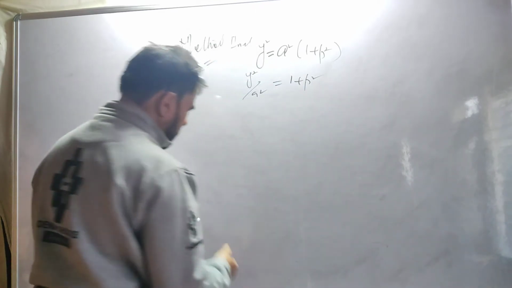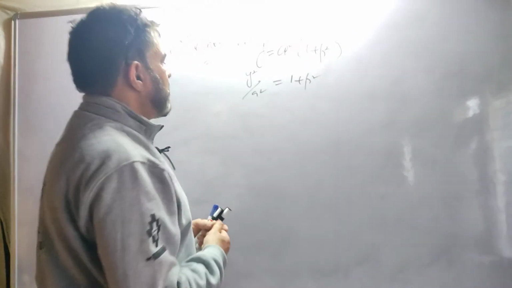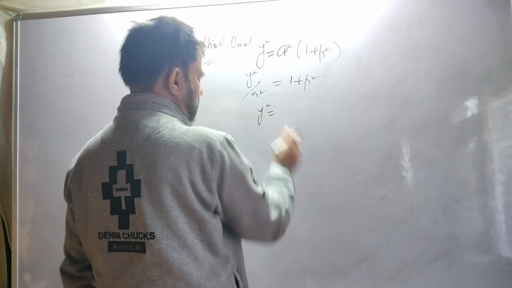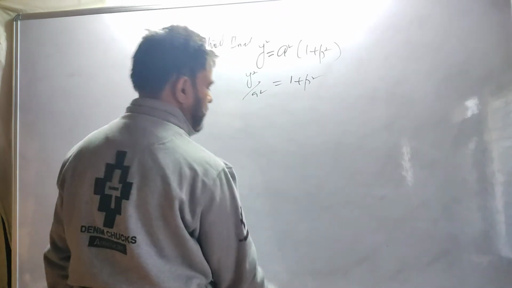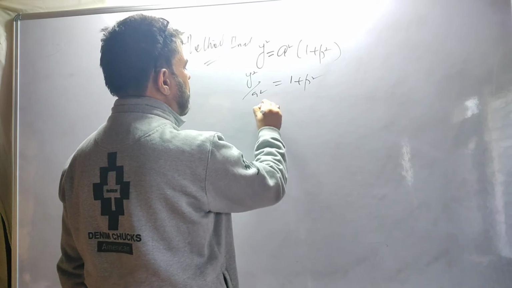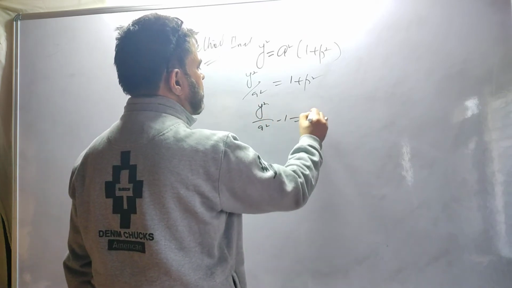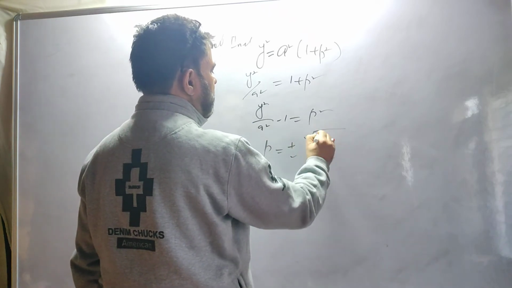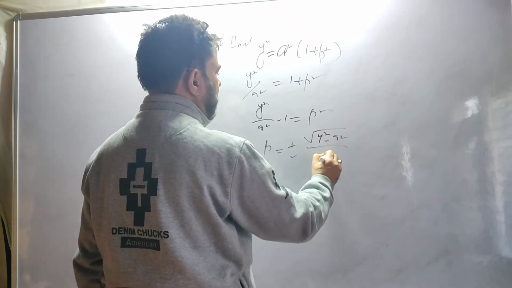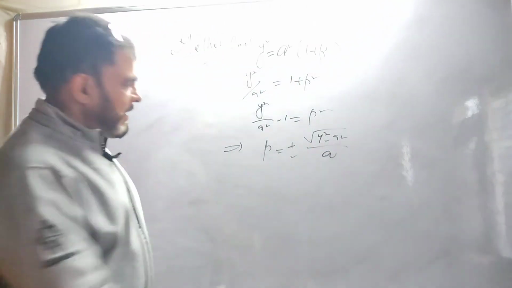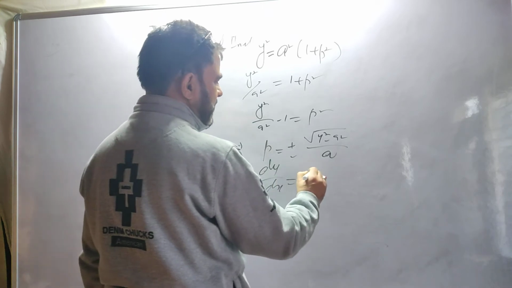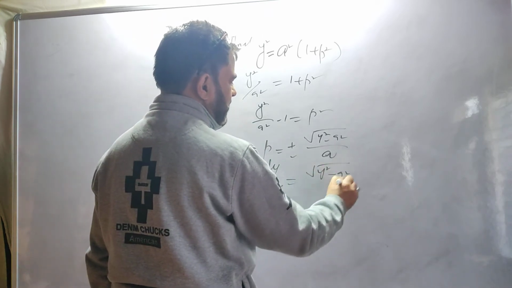This is the second approach for the same question. You will adopt that approach which seems easy for you. This is y square by a square. You can write it is y square by a square minus 1 is equal to p square, or this means p is equal to plus minus under root of y square minus a square by a. This is your p. Now what is p actually? It is dy by dx is equal to under root of y square minus a square by a.